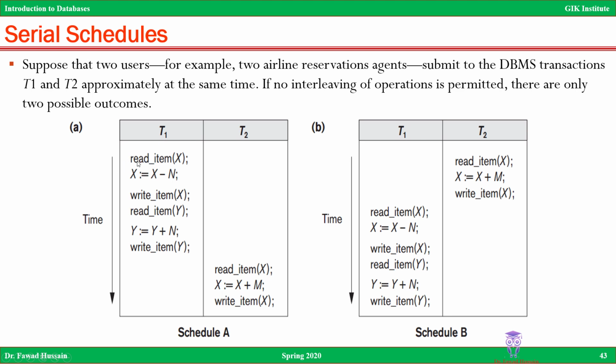So this is a transaction. It consists of multiple statements. There is a read, there is an update, there is a write, a read again, another update, another write. So this is the first transaction T1. That's going to be executed first, and T2 is waiting.